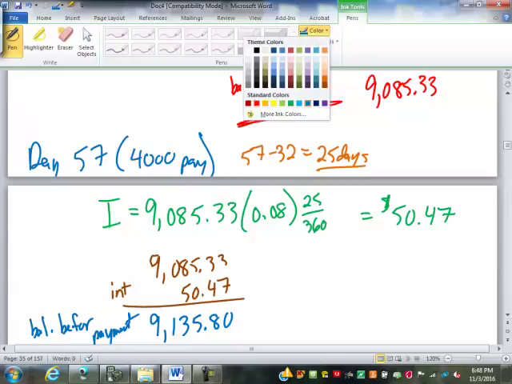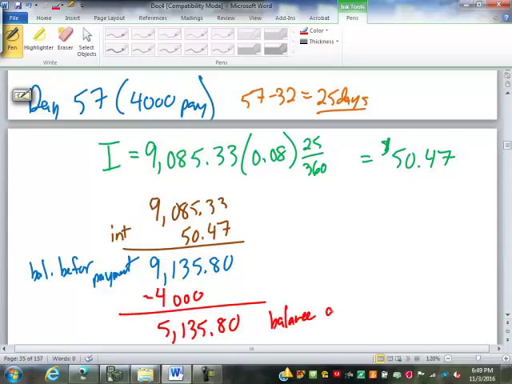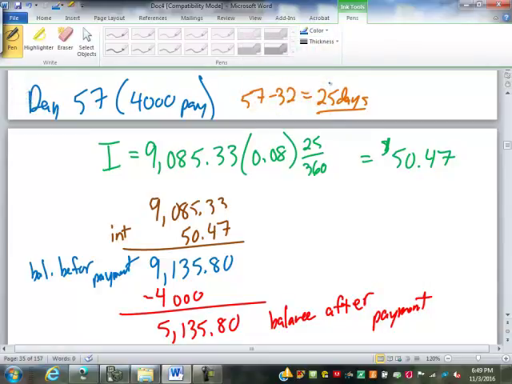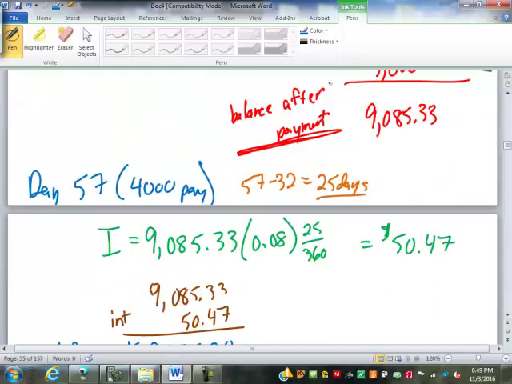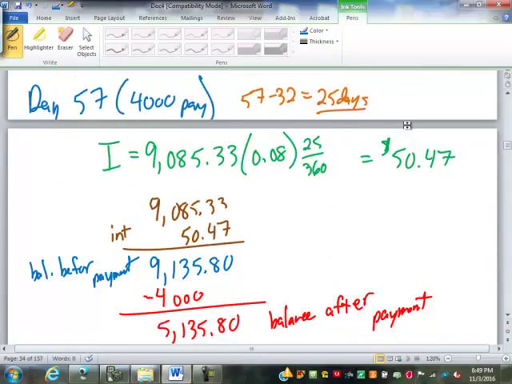Now we are going to subtract $4,000 payment. It's going to give us $5,135.80. That is our balance after our payment. Any questions so far? Now when's our next action on this? There isn't one until day 90, the end. Maturity.